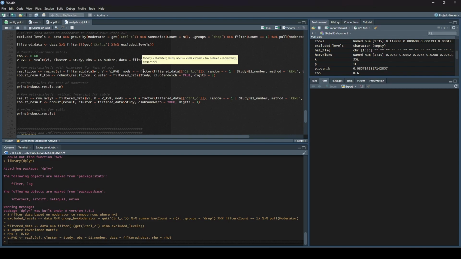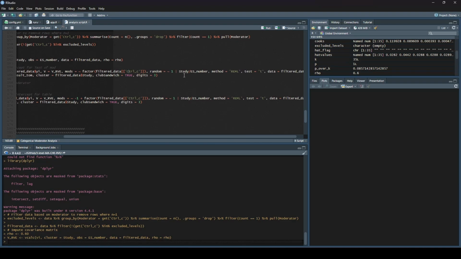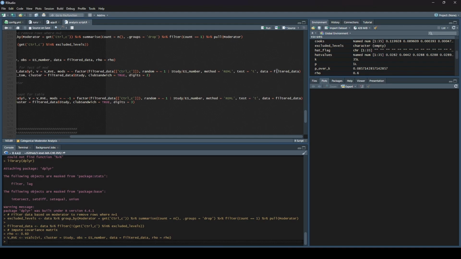We are doing a categorical analysis, or categorical moderator variable, so we're going to include factor at the beginning. We're going to say in the filtered data set, we want to use control C, which is our moderator variable. Then we set up this random with the -1, and we have this line, and then we have our study nested with effect sizes nested within them. Then we are going to use REML, the t-test, and the data, again, is going to be filtered data.